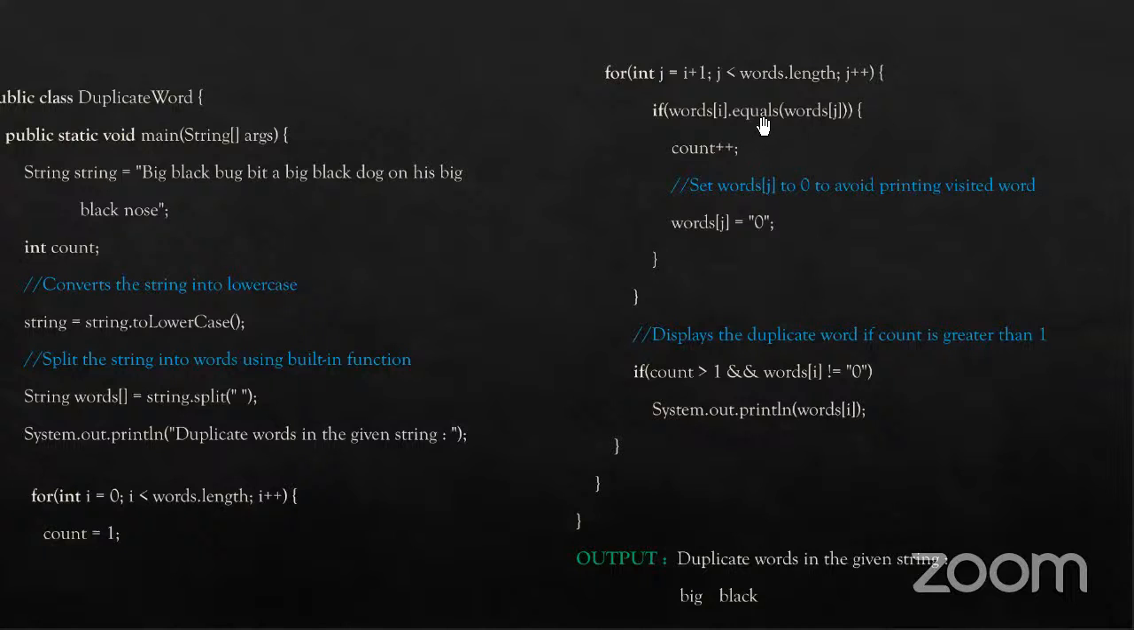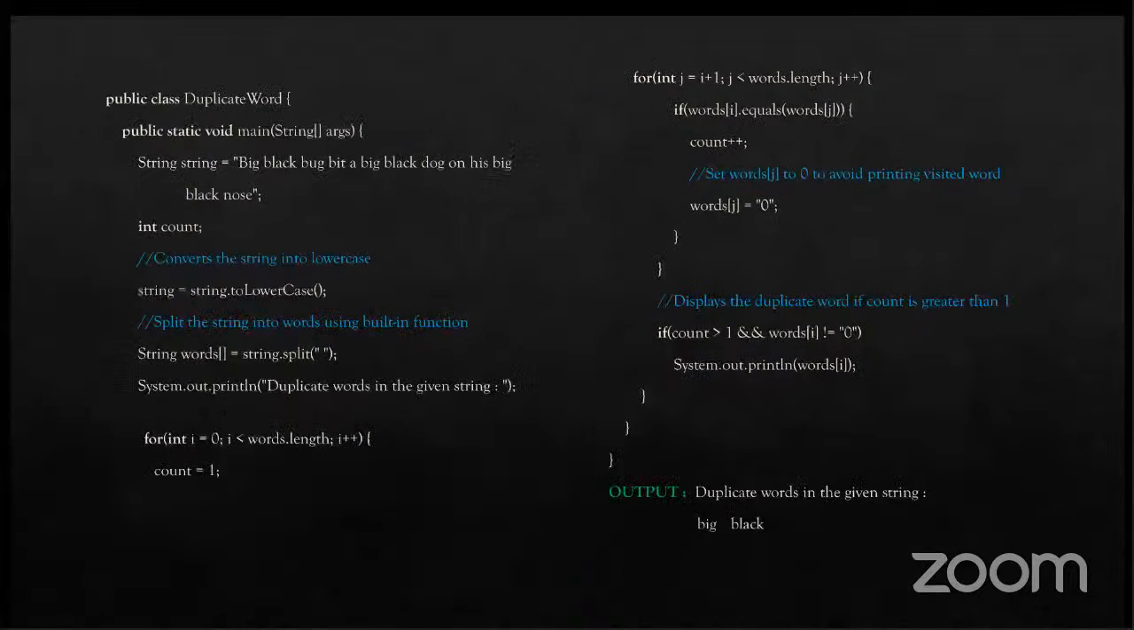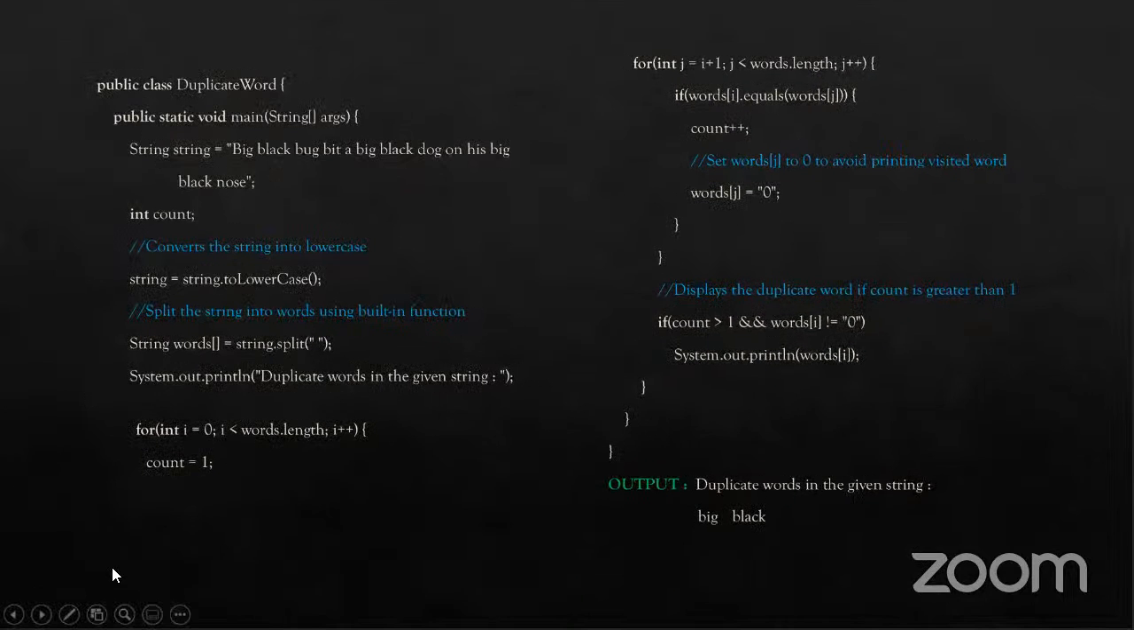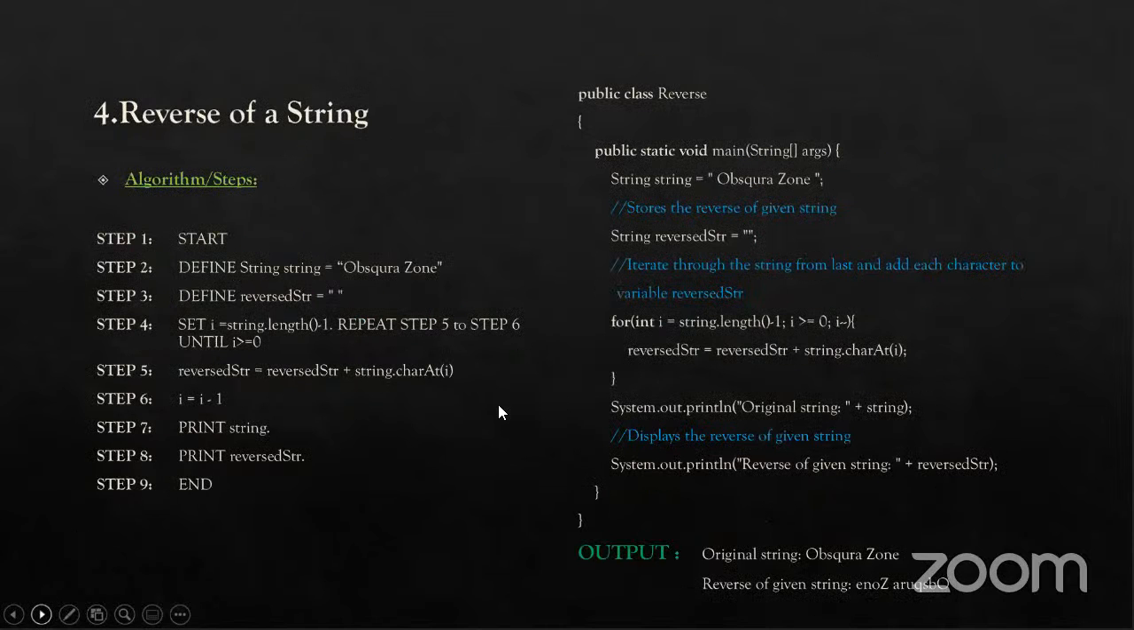The equals method is case sensitive. It will return true if two strings are equal, and false if they are not equal. So these are the Java string methods we have seen inside this program. Okay, so we can move on to the next program.